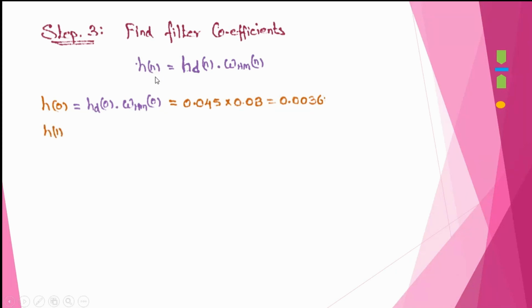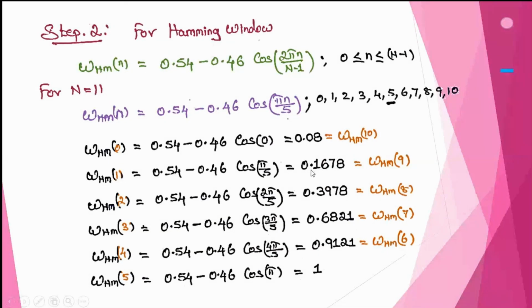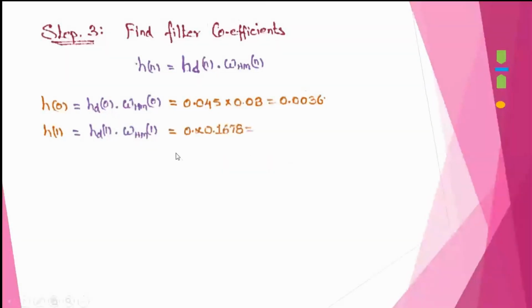Now h(1) is equal to hd(1) into omega hm(1). Again we can refer to the previous calculation. What is the value of hd(1) and what is the value of omega hm(1)? We are getting omega hm(1) as 0.1678. Substituting those values, we get 0, because hd(1) is 0.